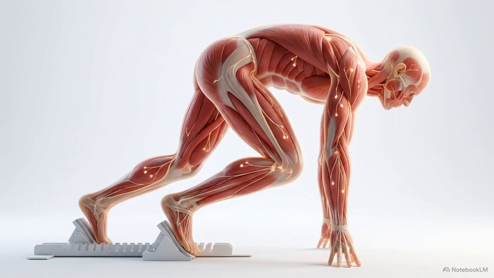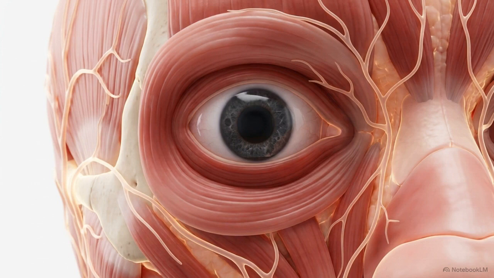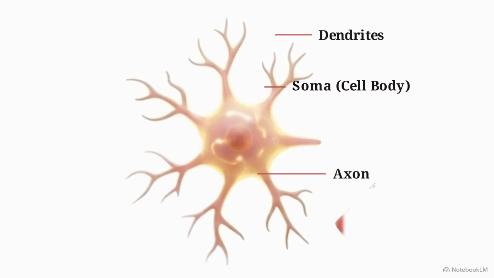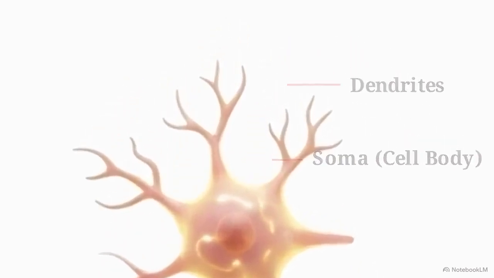But regardless of the type, these biological motors sit completely dormant until they receive a specific command signal. That command signal travels through a neuron, the foundational cell of nervous tissue. A typical neuron is built from three main anatomical parts: the central cell body, or soma, the branching dendrites, and a long, trailing extension called the axon.